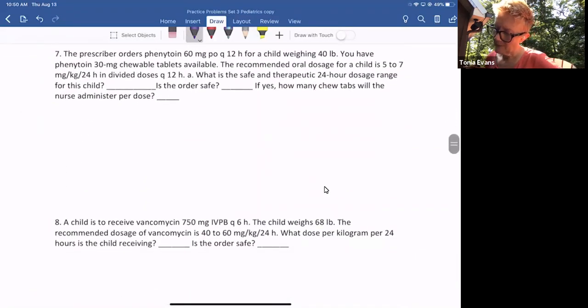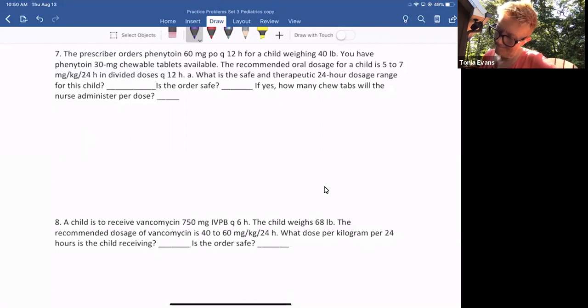Okay, number 7. Phenytoin 60, Q12, 40 pounds. What is the safe and therapeutic 24-hour dosage range for this child? Is the order safe? If yes, how many chew tabs will the nurse administer per dose?